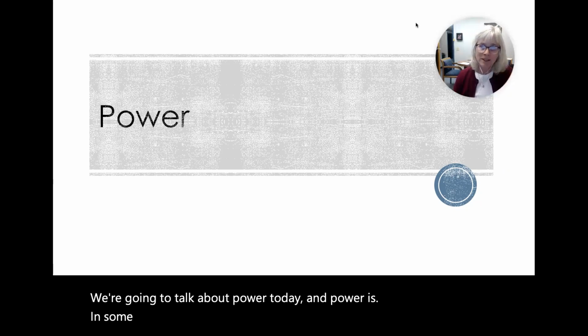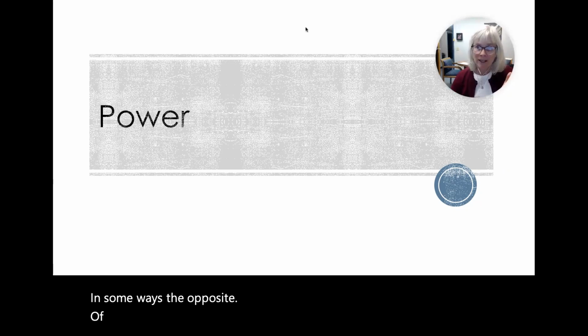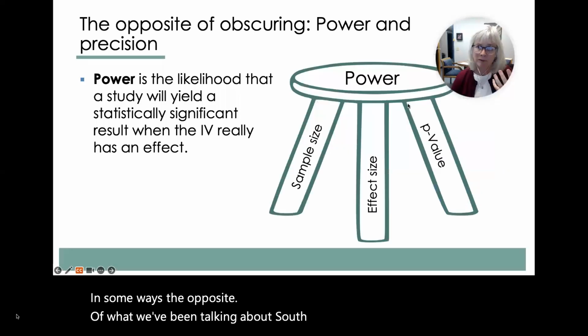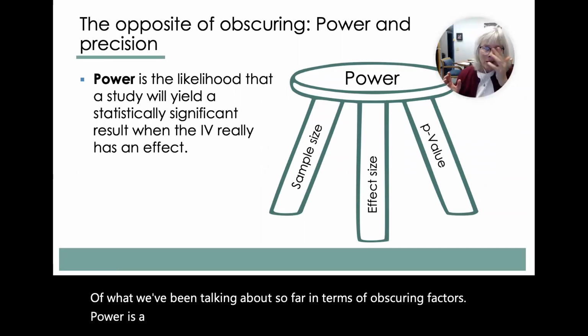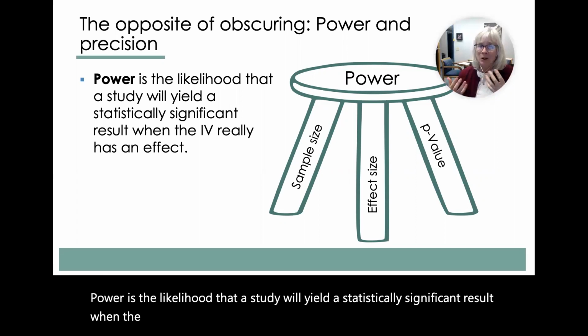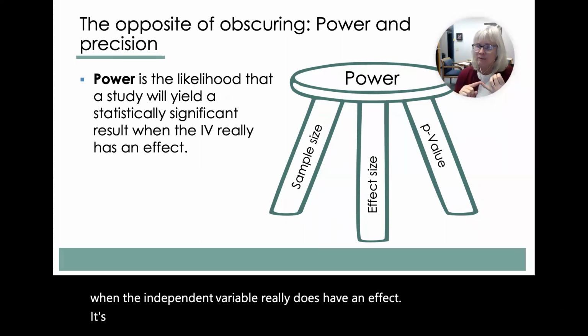We're going to talk about power today. And power is, in some ways, the opposite of what we've been talking about so far, in terms of obscuring factors. Power is the likelihood that a study will yield a statistically significant result when the independent variable really does have an effect. It's a consequence of sample size, effect size, and our p-value.